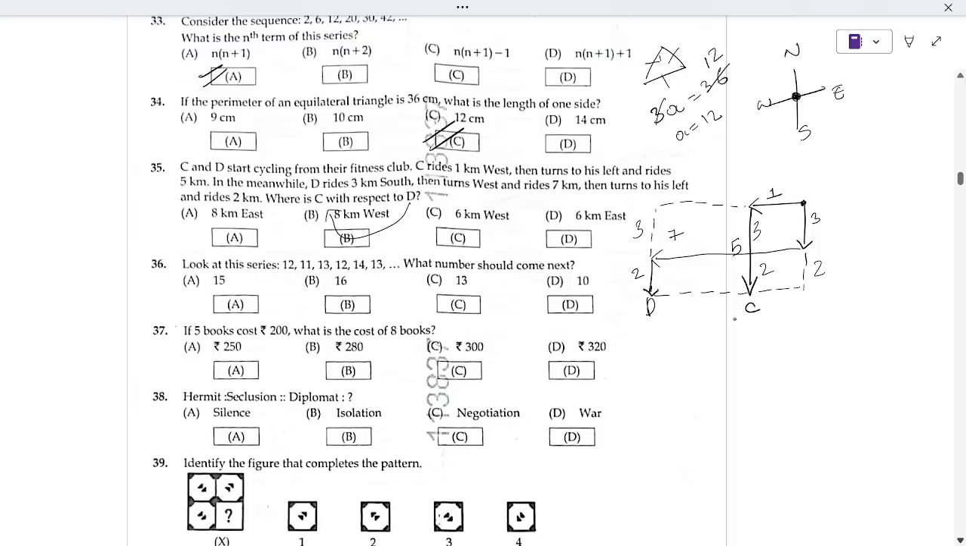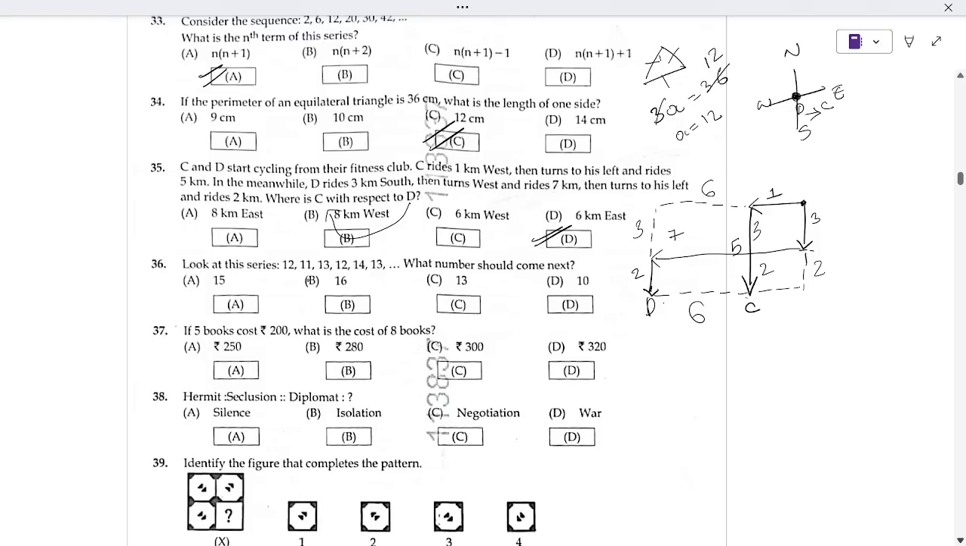That means east. Yes, if D is here and C is here, that means right side means east. Among the options, it's either A or D. So the difference of these two sides is 7 here, 1 here, so 6. So from here till here is also 6. So 6 kilometers east will be the answer.